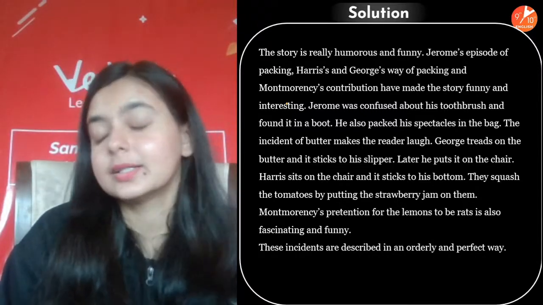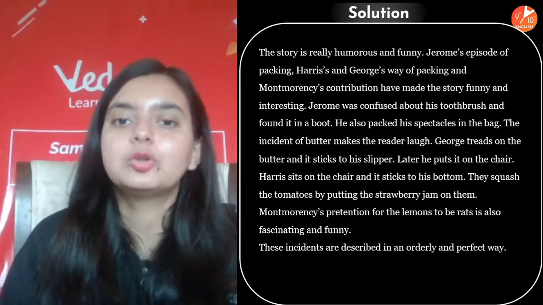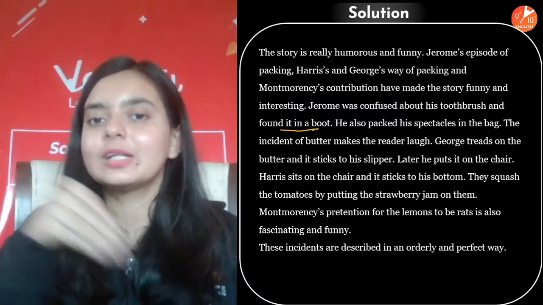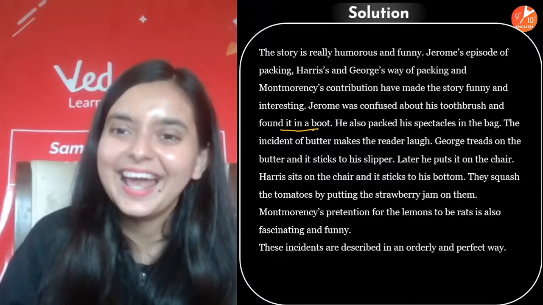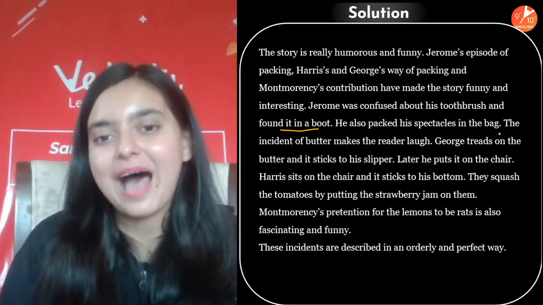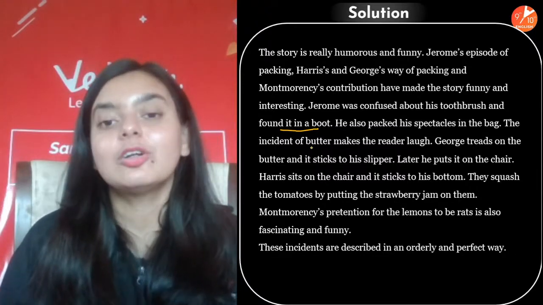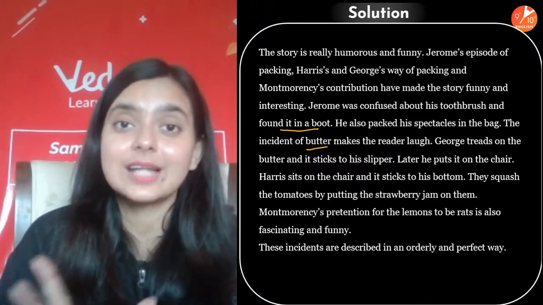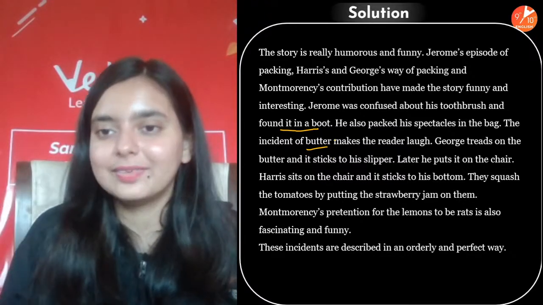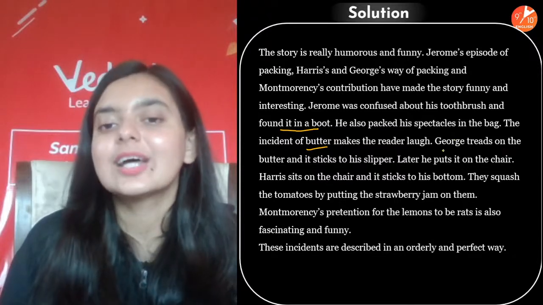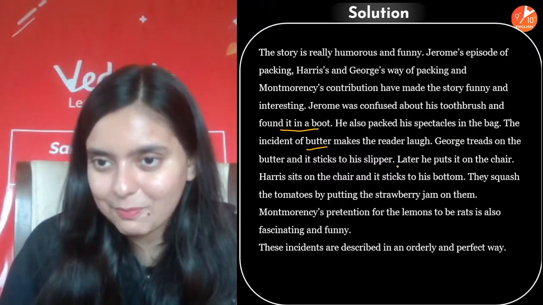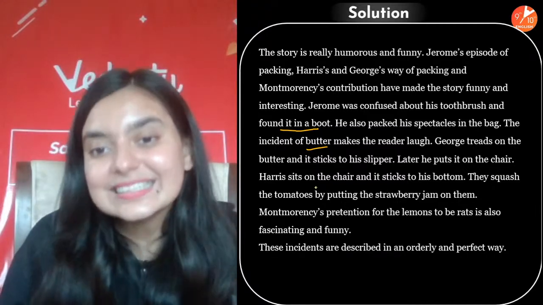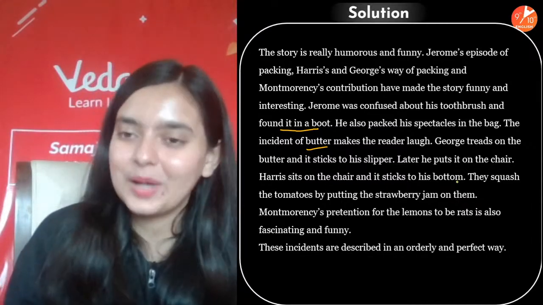So Jerome was confused about the toothbrush and found it in a boot. So just imagine a toothbrush inside a boot, right? He packed his spectacles in the bag. The incident of butter, you can elaborate on that, how it stuck to George, right? When he sat on that. And George then treads on the butter and sticks it to his slipper. Then later he puts it on the chair and Harris sits on the chair and it sticks to him, right?